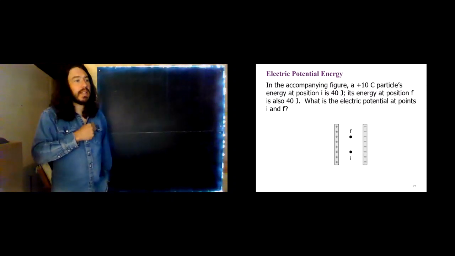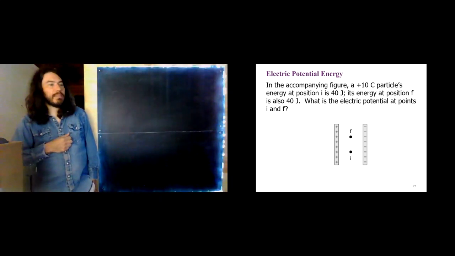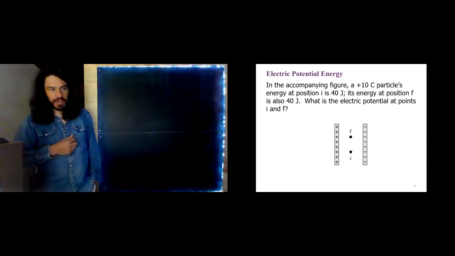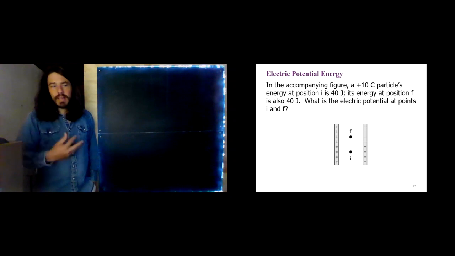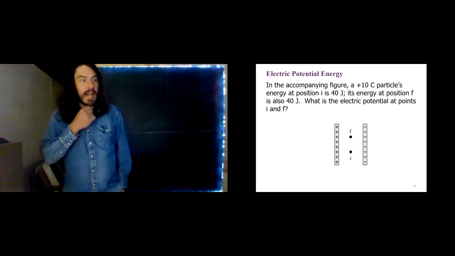Okay, so let's look at this example. We see a 10 Coulomb particle's energy at position I is 40 joules, and its energy at F is also 40 joules. What is the electric potential at points I and F? Well, we could think about this. First of all, why does its potential energy not change as it's moved from I to F?